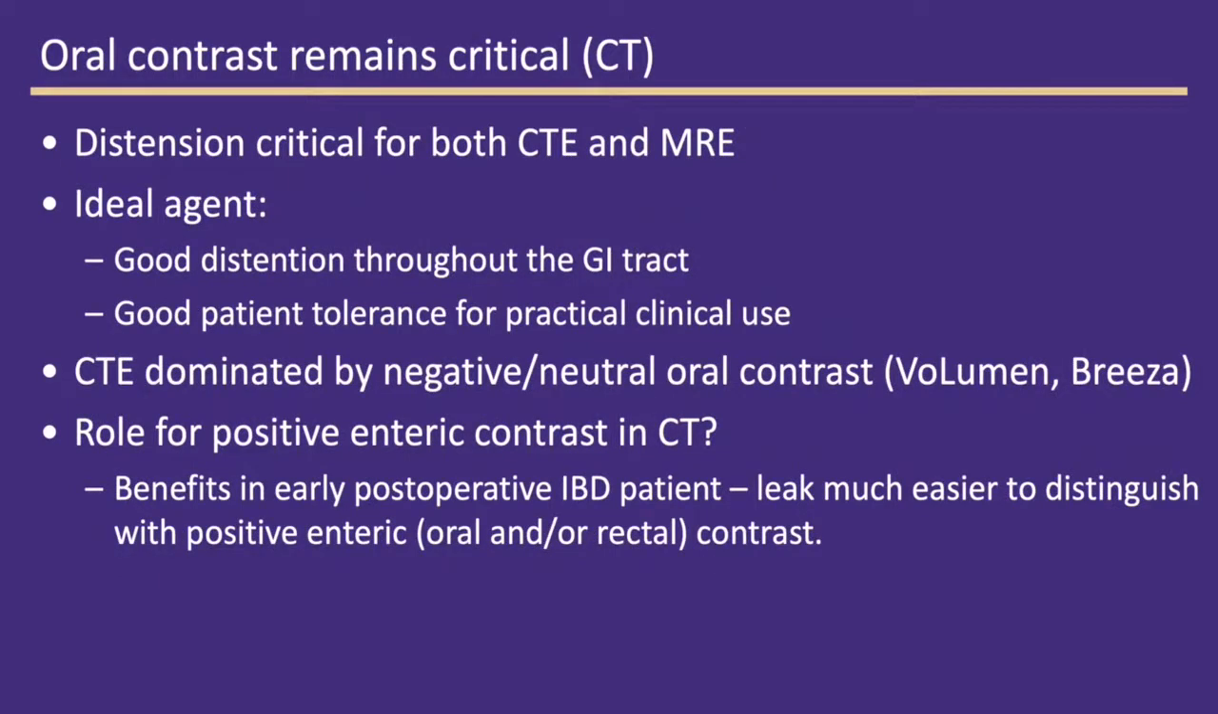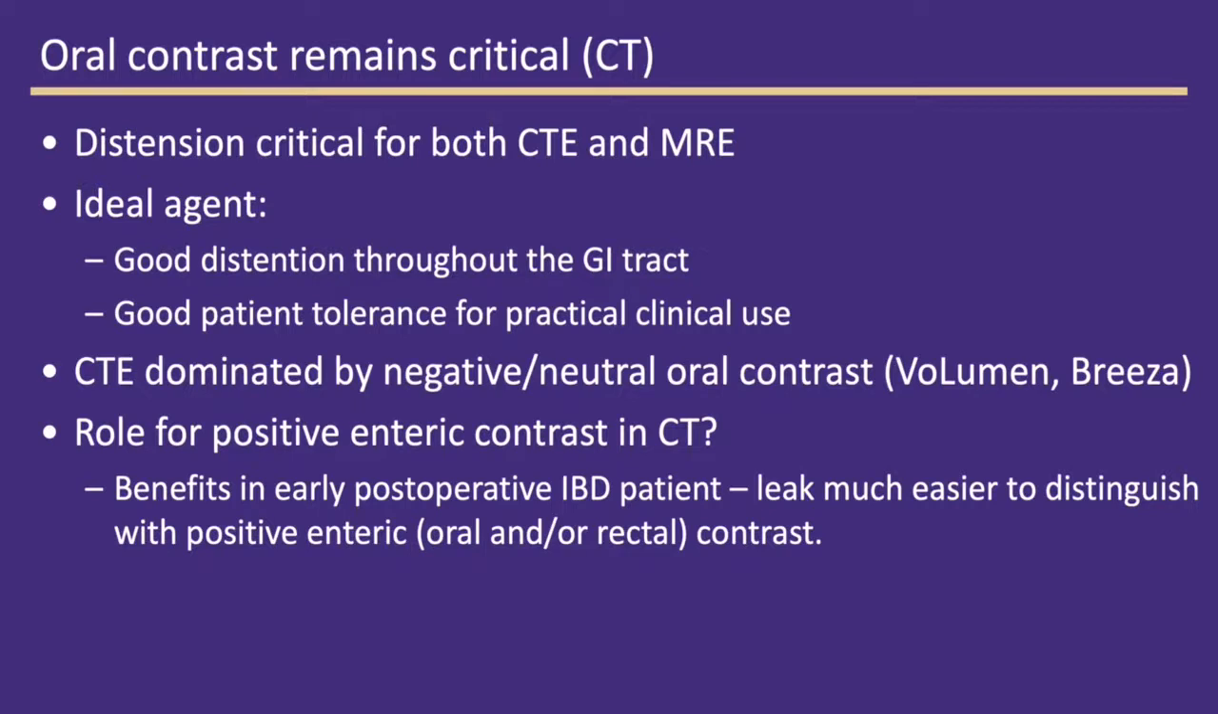Specifically regarding CT technique, oral contrast is a critical portion of the protocol, and the ideal agent on CT is one that will distend the bowel throughout the entirety of the GI tract, ideally involving both the small and large bowel, and that's also well tolerated by patients so that they can actually complete the entire oral prep.